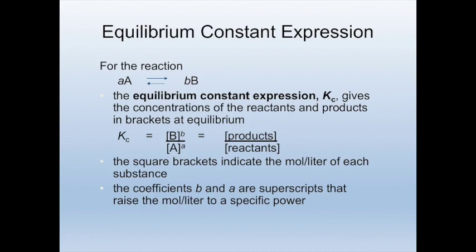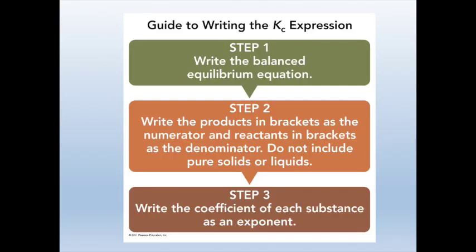Square brackets indicate moles per liter of a substance, and the coefficients B and A are superscripts that raise the moles per liter to a specific power. So you can write Kc expressions for any reaction. You start by writing the balanced equilibrium equation. Then you write the products in brackets as the numerator and the reactants in brackets as the denominator. You do not include pure solids or liquids because their concentration doesn't change. And then you write the coefficient of each substance as an exponent.